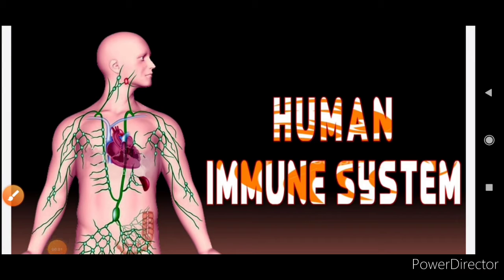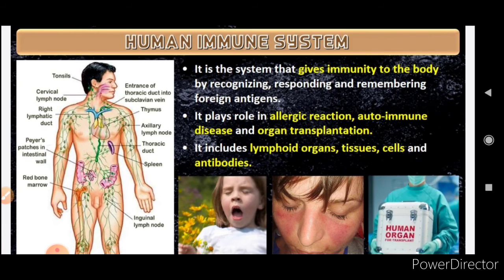Now we'll start with the human immune system. It is a system that gives immunity to the body by recognizing, responding, and remembering the foreign antigen. So all three characteristics are there in the immune system: the recognition, the responding, and the remembering of the foreign antigens. It plays a role in allergic reactions, autoimmune diseases, and organ transplantation. It includes lymphoid organs, tissues, cells, and antibodies.